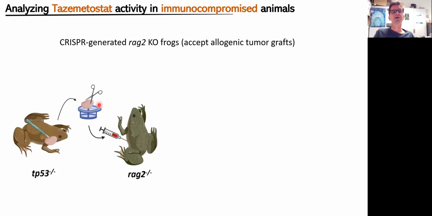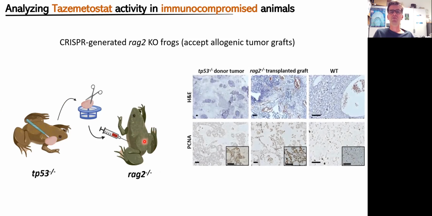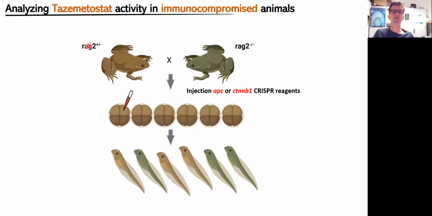We also want to analyze whether tazemetostat has an effect in immunocompromised animals. To look at the involvement of T cells, we can use a RAC2 knockout frog that we generated, and we know they lack mature cytotoxic T cells. This was shown by allografting of tumor cells derived from a p53 knockout animal, which we could demonstrate engrafted in a RAC2 knockout animal.